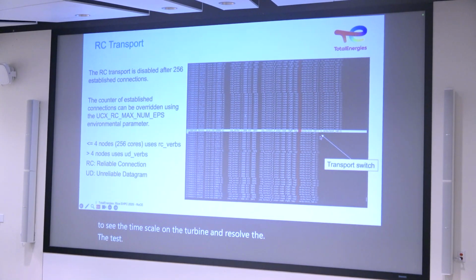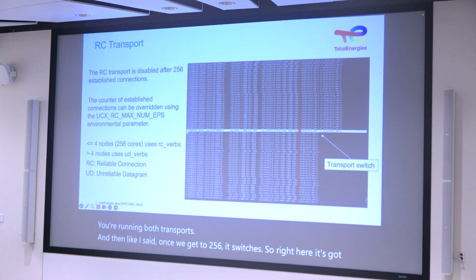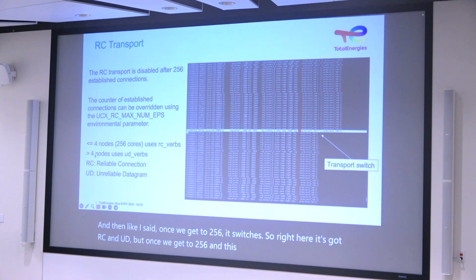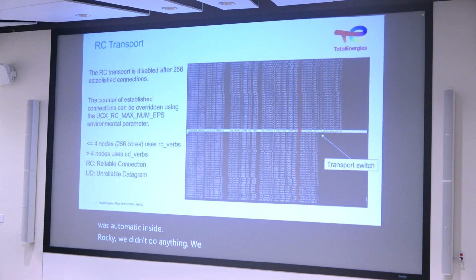So this right here, kind of hard to see, is where you're running both transports. And like I said, once we get to 256, it switches. Right here it's got RC and UD, but once we get to 256, over more than 4 nodes, these are 64 core nodes, it went to pure UD communication to maintain the scaling. So it's a nice feature, but realize you are changing your transport when you scale up to maintain performance. And this was automatic inside Rocky. We didn't do anything, we just observed it.